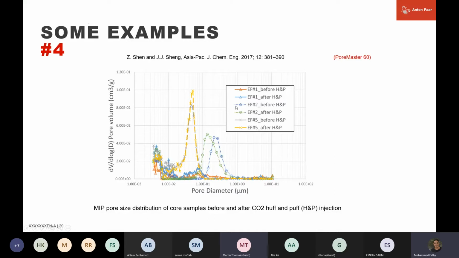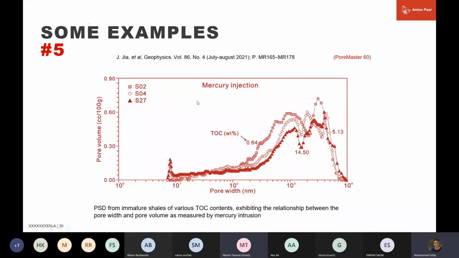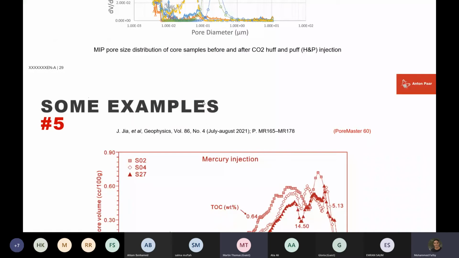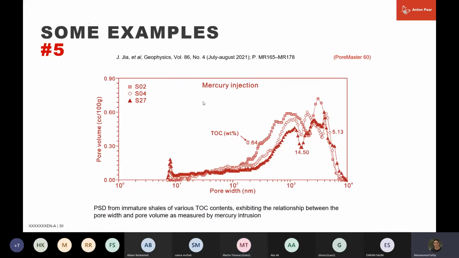This one, the number 2, before and after. Okay, so you can see some differences, and everything before and after measured by mercury intrusion. This is all Poremaster data. And then these are shales with various total organic content on them.